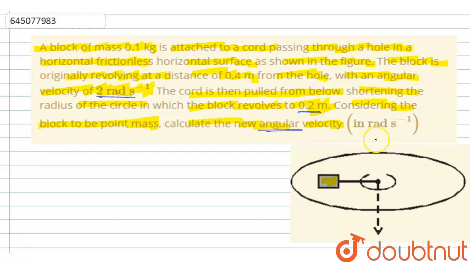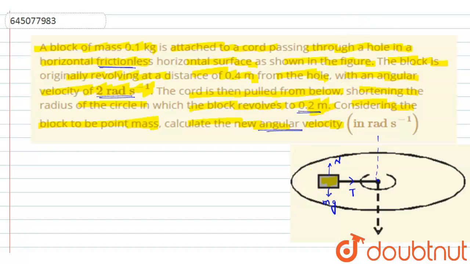Now, if I draw this axis, this axis is passing through the center of this hole, or we can say the center of the disk. Initially, let me write down the forces acting on this block. There will be a normal force acting on the block due to this surface, and there will be an mg force acting in the downward direction due to the weight of the block, and there will be a tension force acting in the string. Now it is given as a frictionless surface, so the friction force will not be acting on this block.